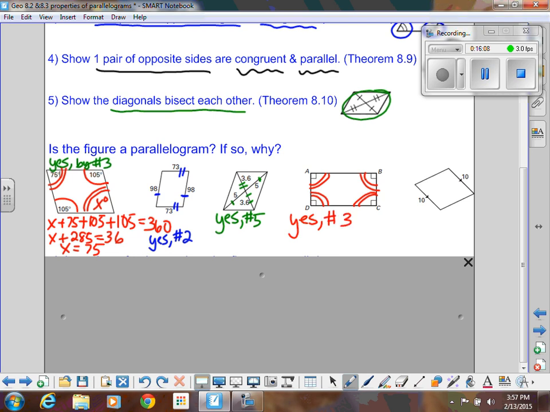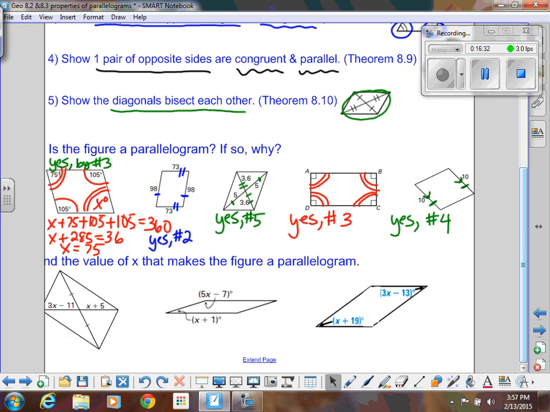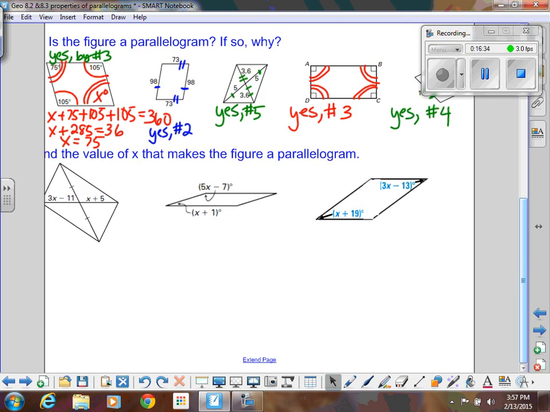Opposite angles are congruent. And this last one, we have that both of these sides are parallel by those arrows, and those same sides are congruent. They both have 10s on them. So this is that weird one, that number 4, that says if you just have one pair that's both congruent and parallel. So that's going to be a yes by number 4. All right, one more set of problems, and then we'll continue working on this next class.